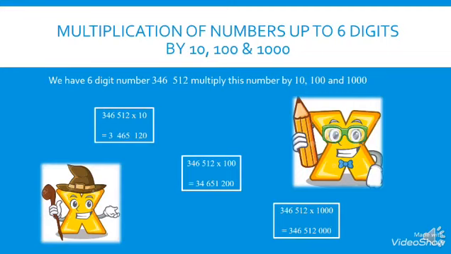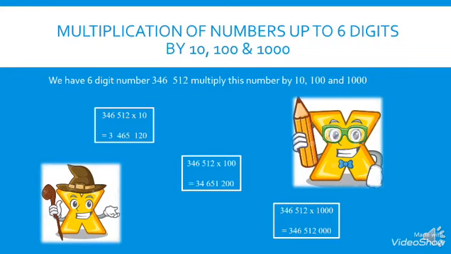Next, we multiply the same number with 100. The answer is 34,651,200. We place 2 zeros on the right side of the given number and the number moves 2 columns to the left.